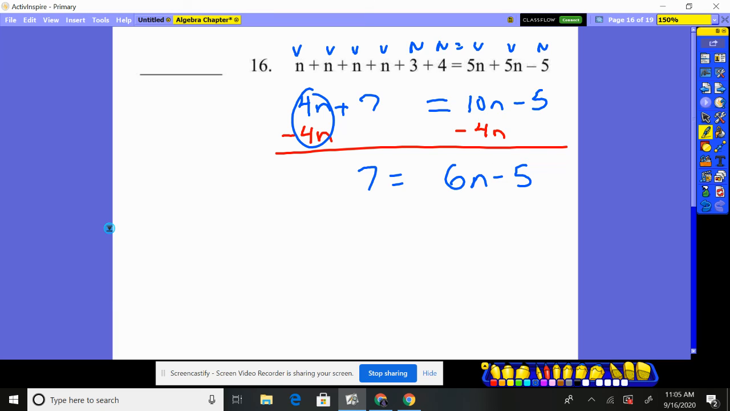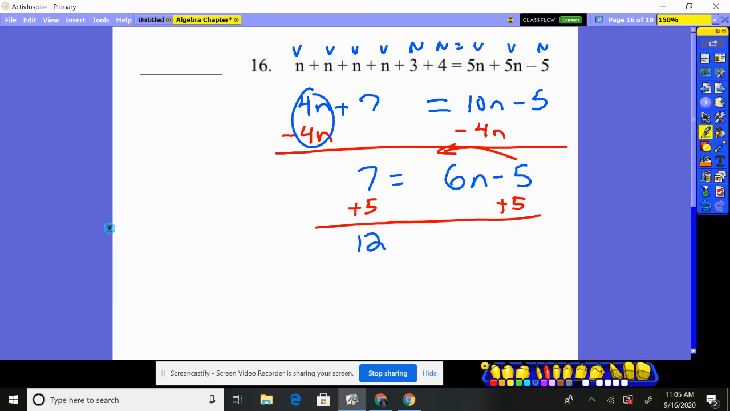Now, usually you don't get your variable to the right, but you can. It doesn't matter, as long as you get all variables on one side, all numbers on the other. They don't have any designation of where they have to be. So I now look at this. I have my variable here, 6n, but I have that minus 5 here and a 7 on that other side. I need to move this guy off this side to be over there. So I'm going to add 5 to both sides of the equation.